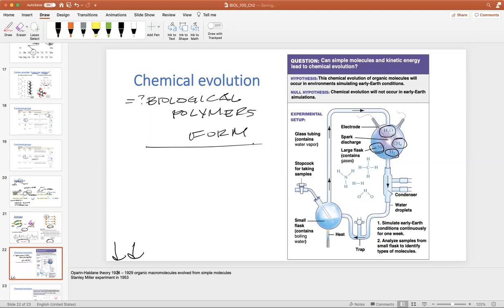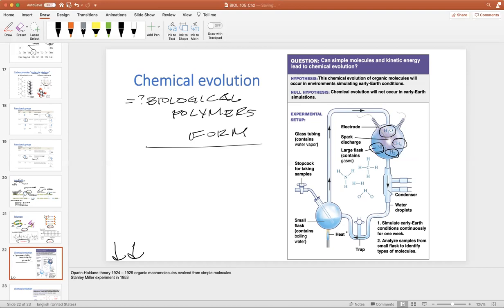What these folks did was they had a flask with some water in it. So you've got heat, we've got boiling water. What happens if you boil water over a long period of time? It's going to form water vapor. You can see what their experimental apparatus looked like. The water vapor went through some glass tubing, and then passed through a chamber where they had some ammonia, some hydrogen gas, some methane, which is also a gas, and their water vapor. They were able to pass electricity through there to simulate lightning.